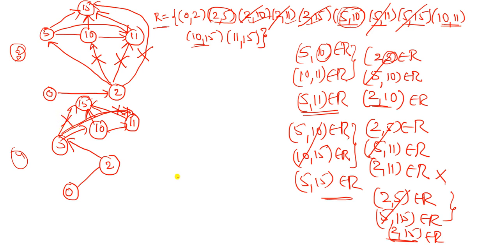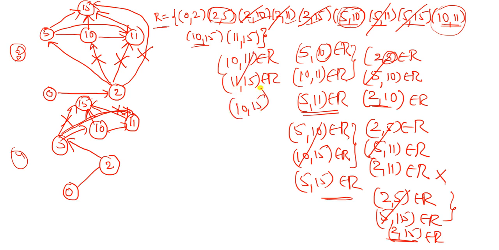And next I continue here with 10, 11. The next element is 10, 11, which belongs to R, and 11, 15 belongs to R. Means 10, 15 we have to remove. So from these two, what is the transitive condition? 10, 15 belongs to R. We have to remove 10, 15. That means we have to remove this one also, this arrow mark we have to delete it. So 10, 15 we have to remove.